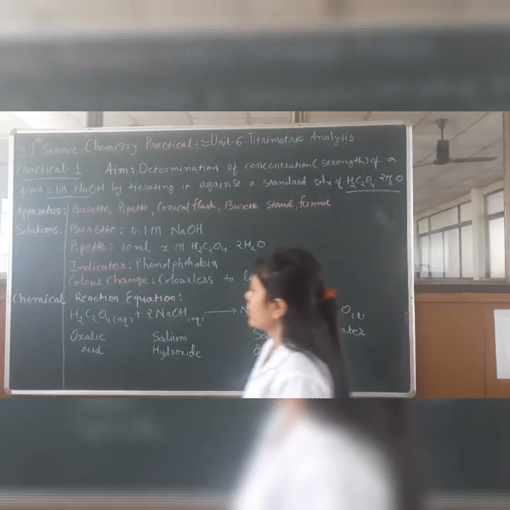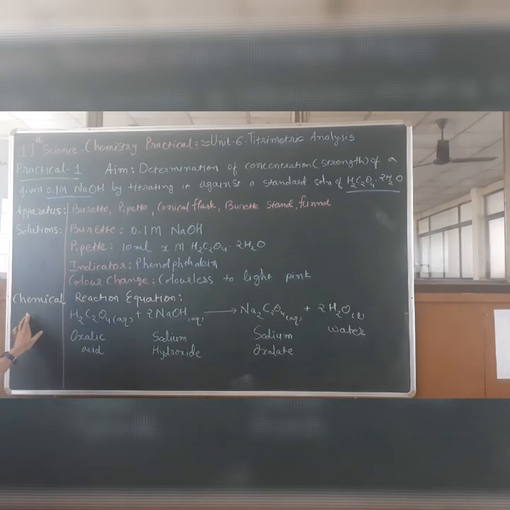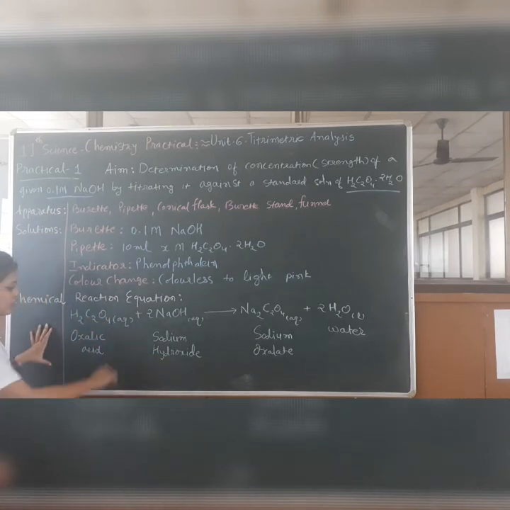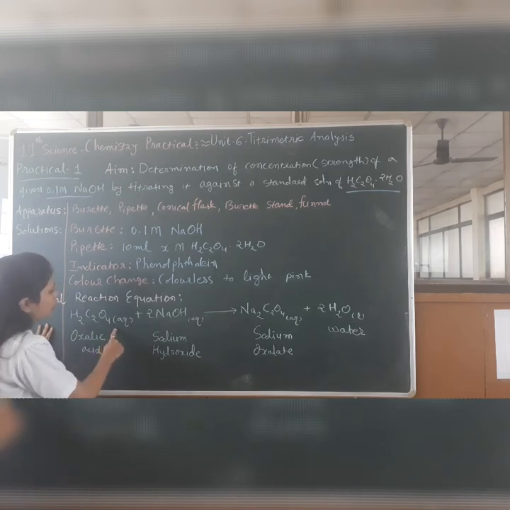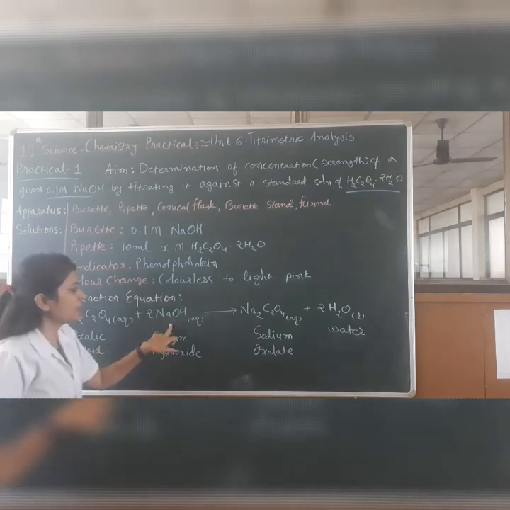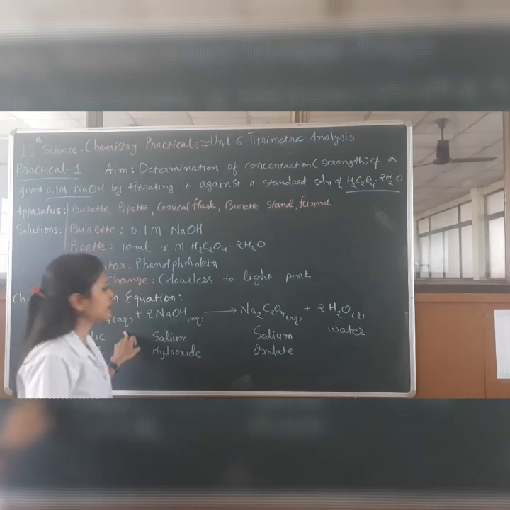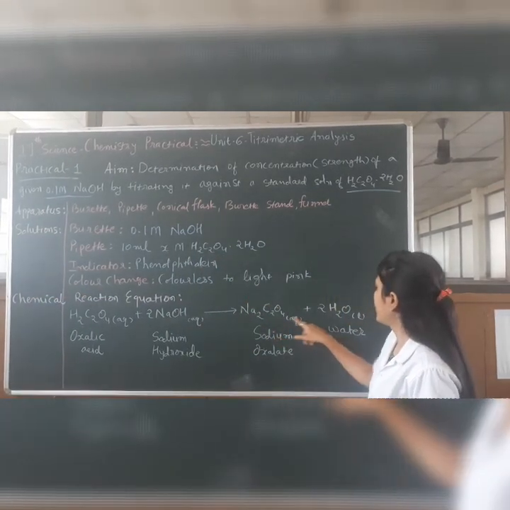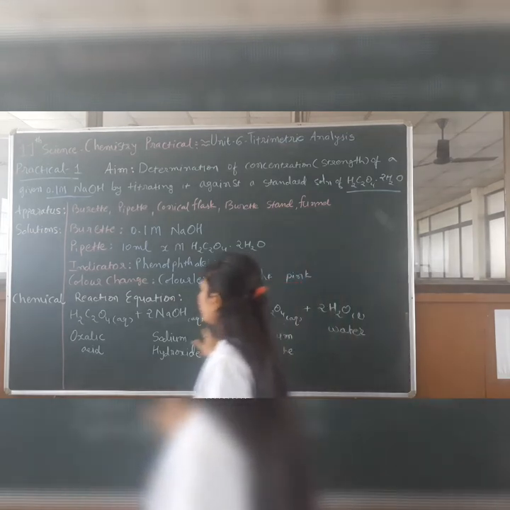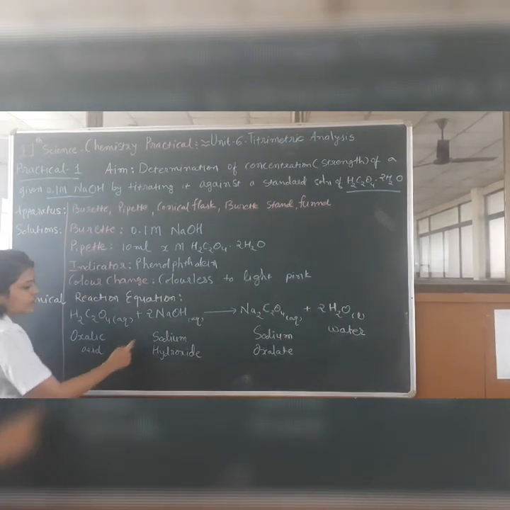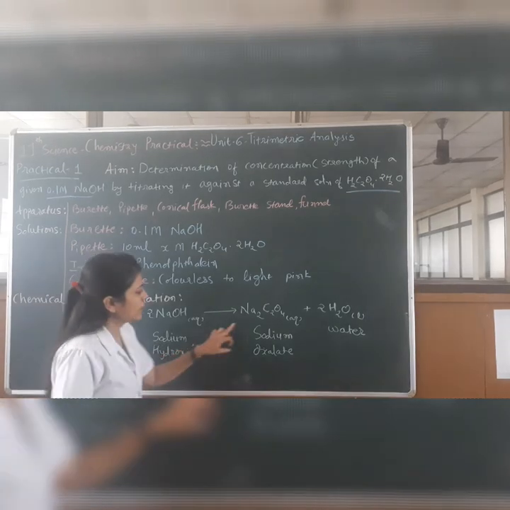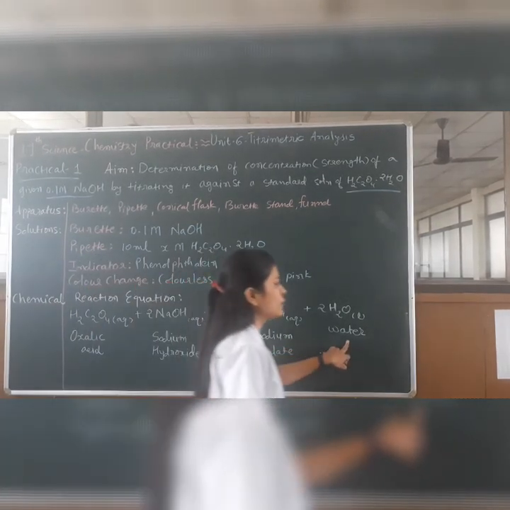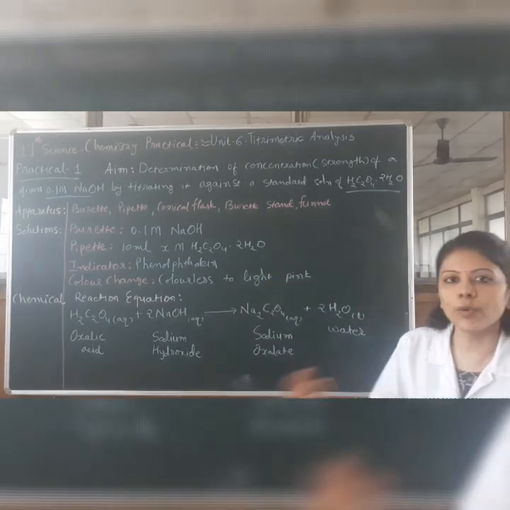Let's move. Next we have to write the chemical reaction equation. What are we using? H2C2O4 aqueous plus NaOH. We have to balance the equation. Then Na2C2O4 plus 2H2O. That is oxalic acid and sodium hydroxide. Na2C2O4 means sodium oxalate. Then we have to write water.